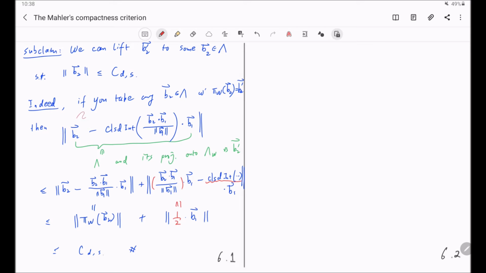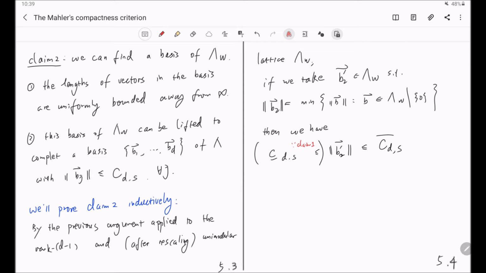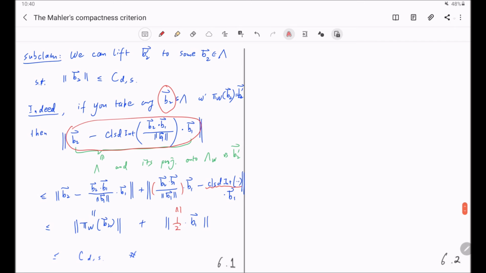We proved this subclaim simply by replacing an arbitrary B2 here by this more elaborate B2. But mind you that we are still proving claim 2. And I said we'll prove this claim inductively. And what we have just done is like the first or second step of this proof. What we are going to do next is repeat the argument. And you have to recall all we have done so far and think very carefully.